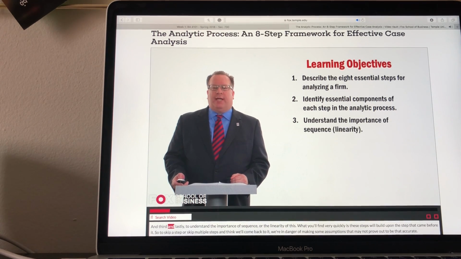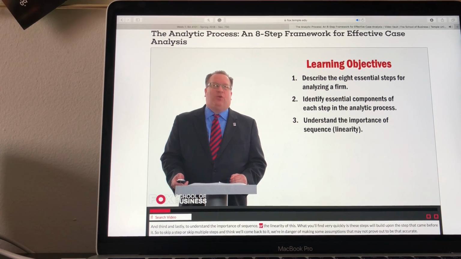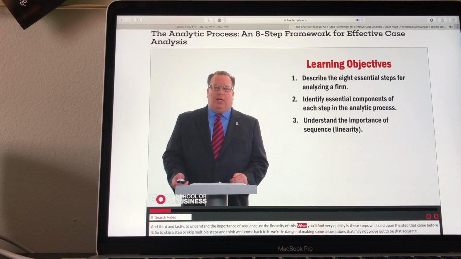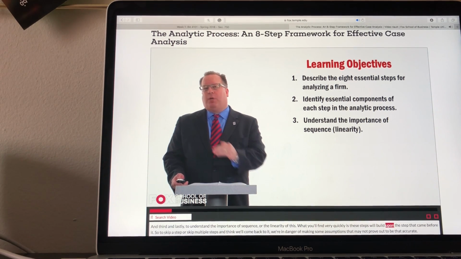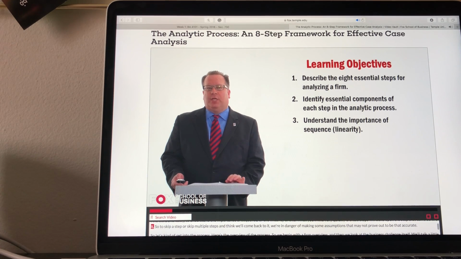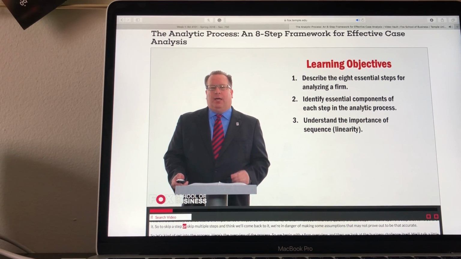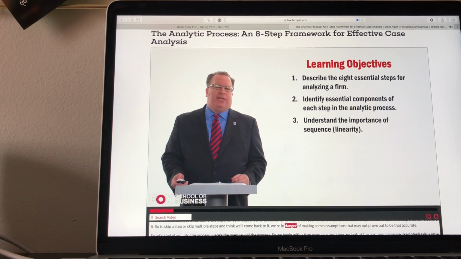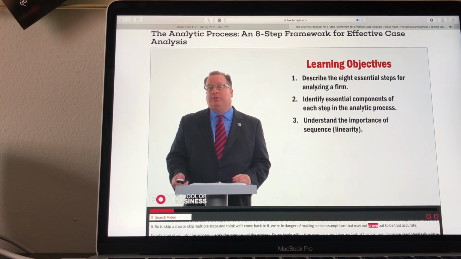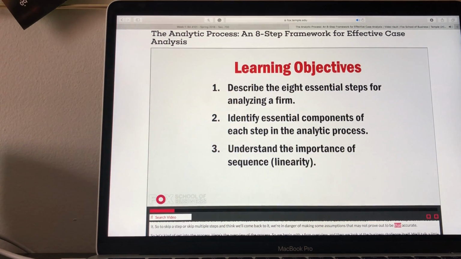And third and lastly, to understand the importance of sequence or the linearity of this. What you'll find very quickly is, these steps will build upon the step that came before it. So to skip a step or to skip multiple steps and think we'll come back to it, we're in danger of making some assumptions that may not prove out to be that accurate. All right, so let's get into the process.